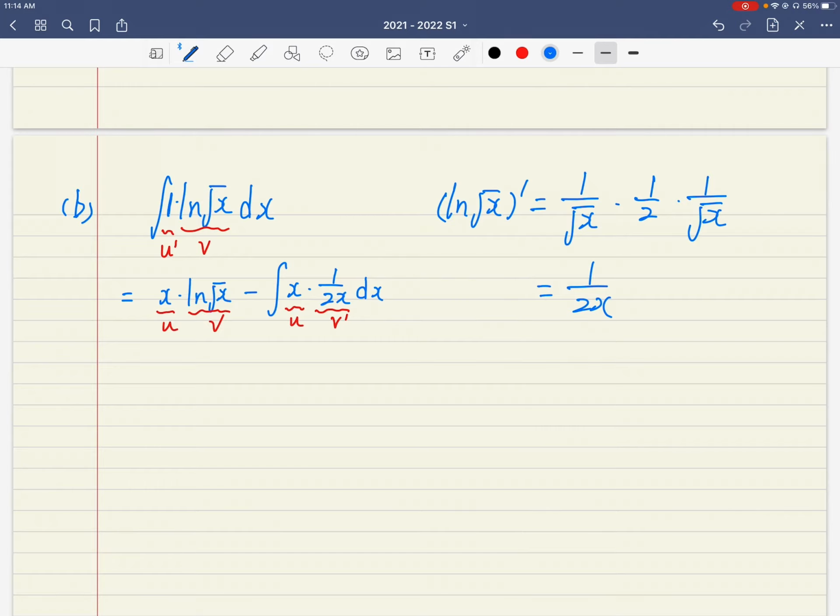Then it's just x ln square root of x minus, integrate half. So it's just minus half x, plus C. Do you have any questions for this part?